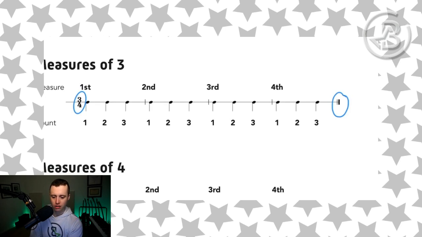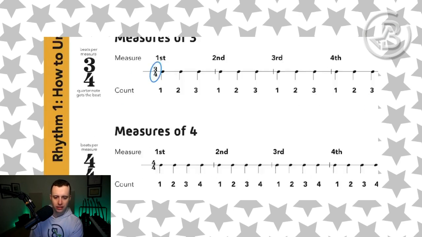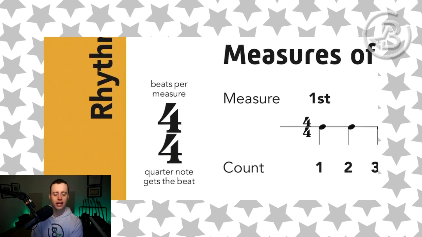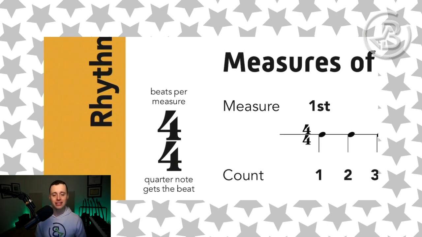At the end, we have our final bar line. Okay, let's break down the time signature of 4/4 one more time. We look at 4/4. The top number means how many beats or how many counts are in the measure. That's easy. The bottom number is a 4.